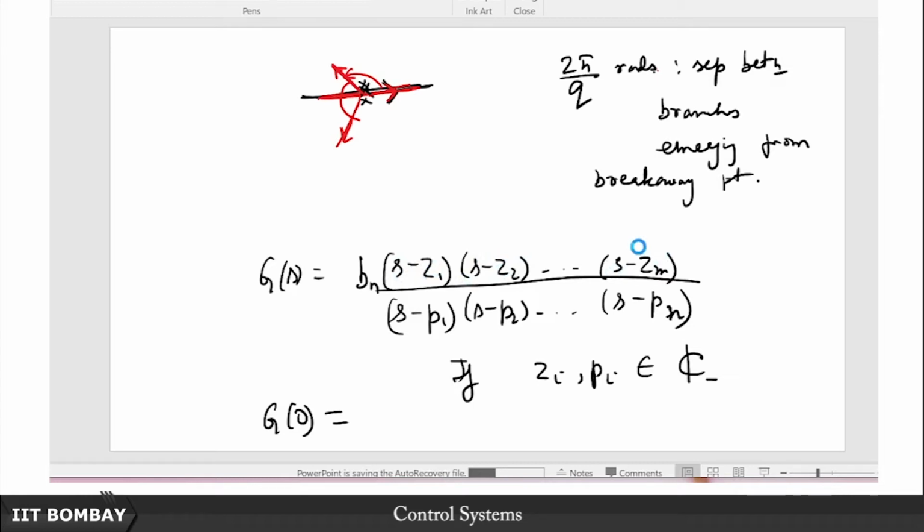Suppose they are complex, then what happens? When you put s equal to 0 here, you basically have complex poles appearing as conjugates. If you have minus z1, you also have minus z1 conjugate. So it does not matter, because it is just minus 1 times minus 1, which is plus 1, so it is z1 with z1 conjugate, which is the magnitude of z1 squared. The same conclusion can be drawn about the poles.